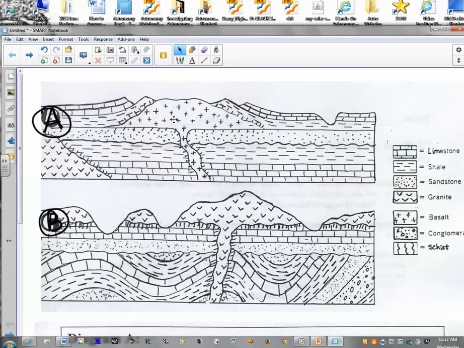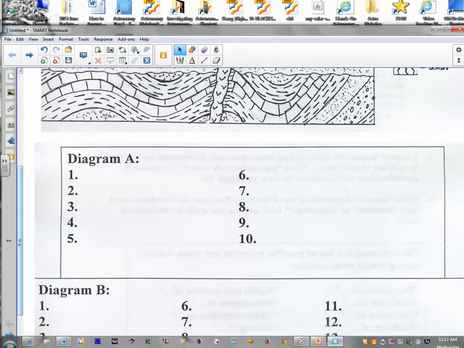All right, we're going to start off with cross-section A. I'm not going to do B, that's for you guys to do. But cross-section A, the first step we want to do is we want to number what layers came first, next, and so on, all the way to the last layer. And we know from below that there are 10 steps in this cross-section. Okay, so let's begin.